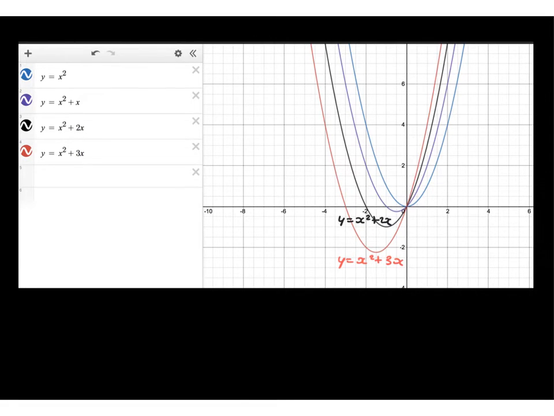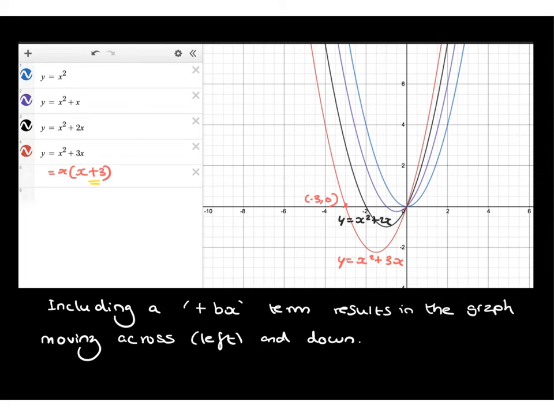Now, notice again, if you factorize the equation of the graph, you might notice that the graph crosses the x-axis over here at the point negative 3, 0. And this must have something to do with the equation of the graph, which is something we will look at a little bit later on. So again, we have another translation.